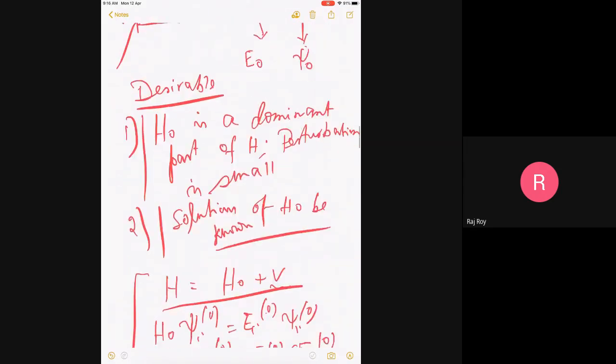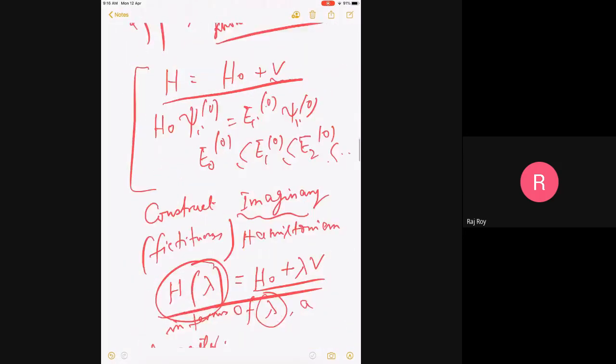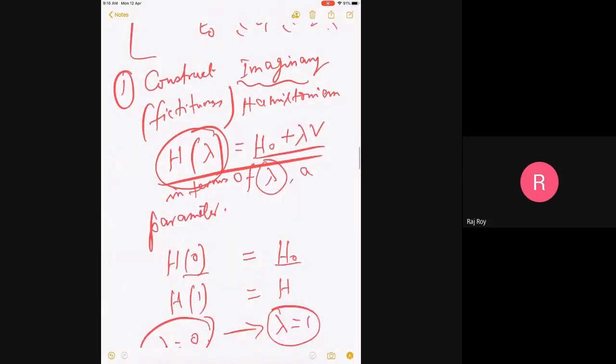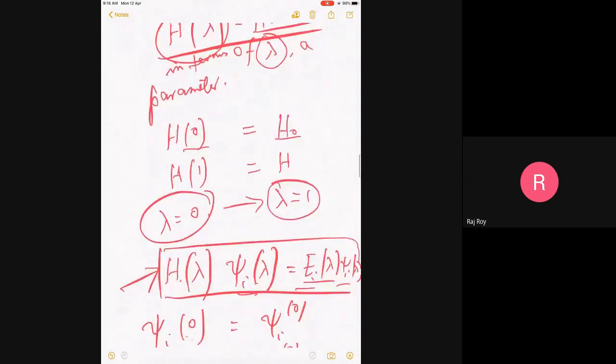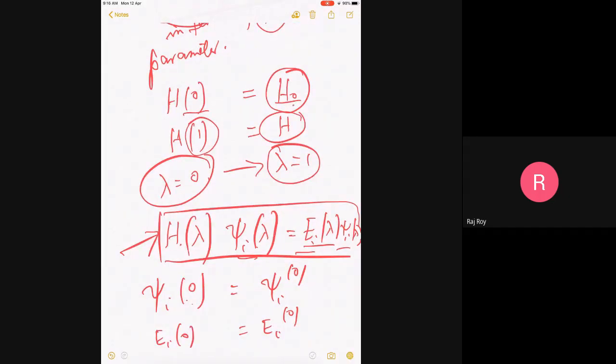And the desirable thing was that H naught is a dominant part and the solutions of H naught be completely known, and so on. So to start the perturbation theory, this was our main thing, to construct an imaginary Hamiltonian with lambda as a parameter, such that the Hamiltonian is H naught plus lambda V. This Hamiltonian is quite flexible, in the sense that at lambda equal to 0, this assumes the zeroth order Hamiltonian. At lambda equal to 1, this assumes the physical Hamiltonian H. So in a way, going from H naught to H is switching the lambda from 0 to 1.